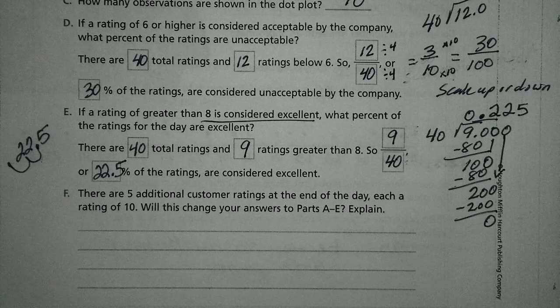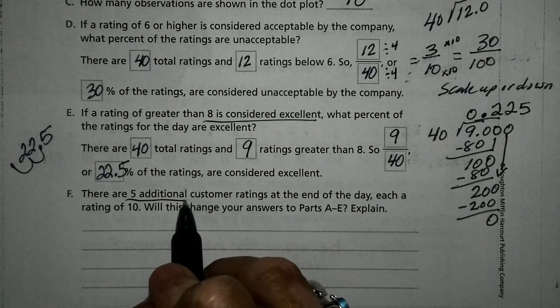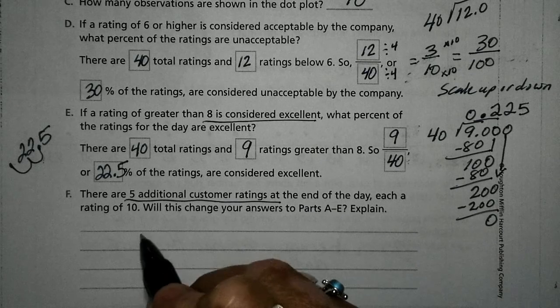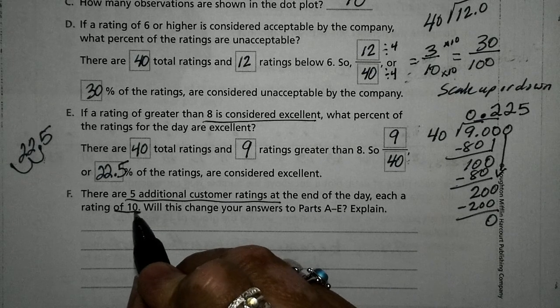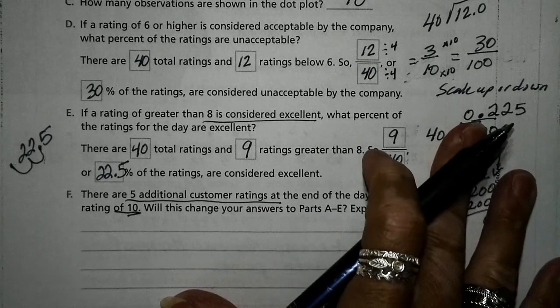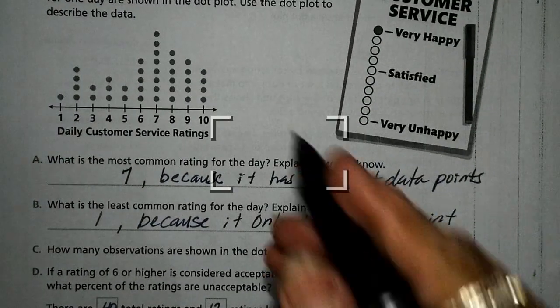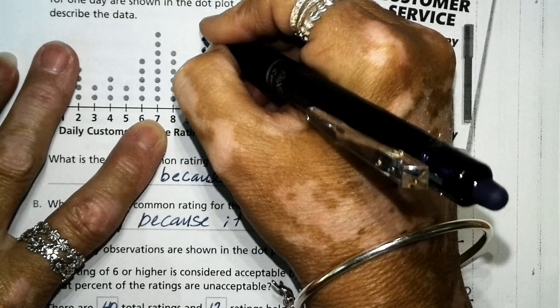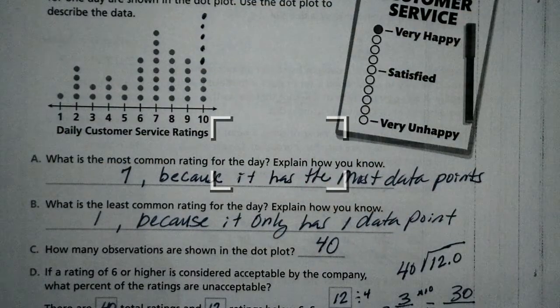And we can't use that for a fraction or a decimal. Yep. All right. So what happens to our data if we add 5 customer ratings to the 10 column? So let's go back up here. So I'm going to add 5 here. So 1, 2, 3, 4, and 5.